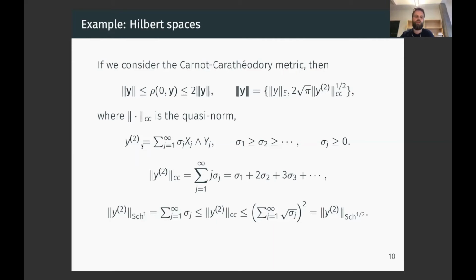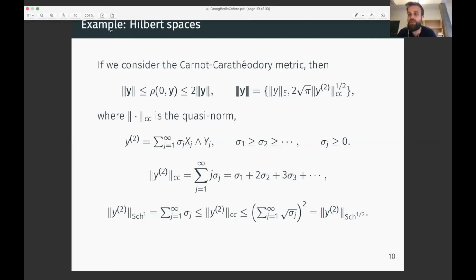So recall that anything here, since we use these exponential coordinates, we can write as a wedge product, where all these are orthonormal vector fields. What we need to do is order them in decreasing order, and then the first one counts once, the second one counts twice, and so forth. So this will not be a norm, it will be a quasi-norm. More precisely, it doesn't satisfy the triangle inequality, but its square root does.